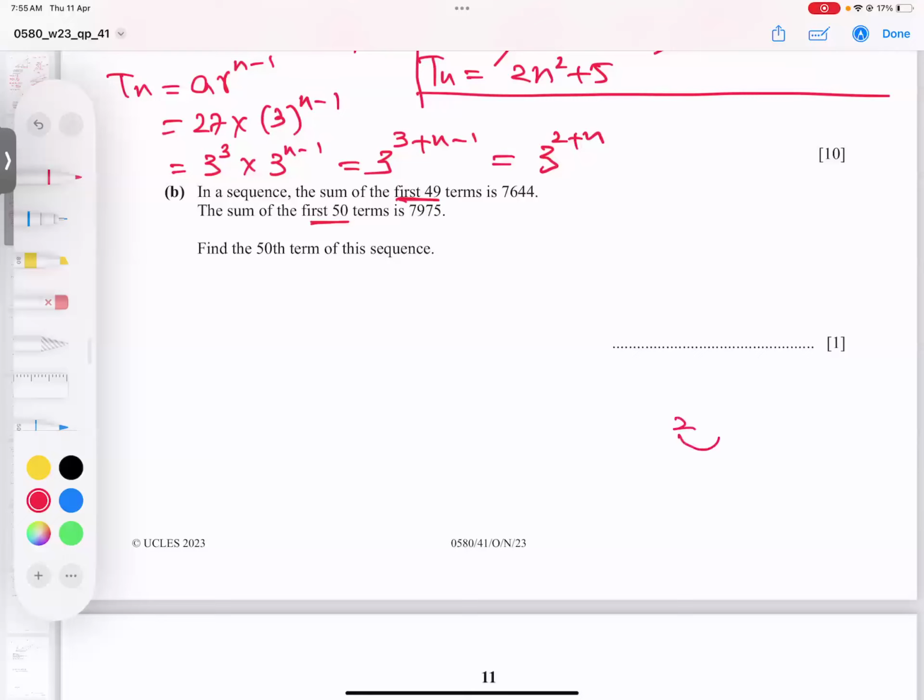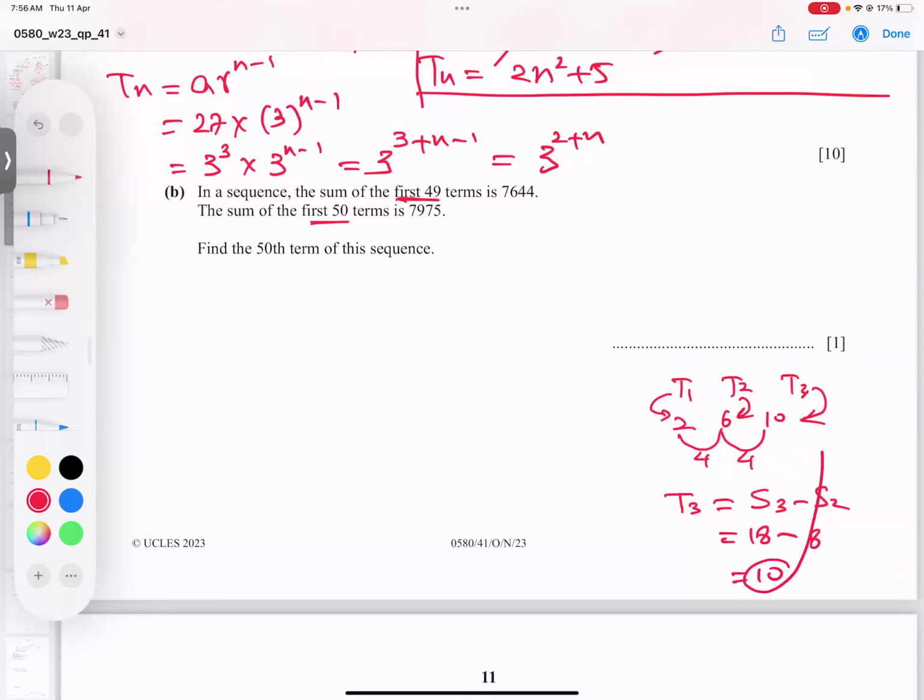For example, 2 plus 4, I got 6. Plus 4, I got 10. I think that's enough. So these are term number 1, term number 2, and term number 3. Can I say I have a formula? If I want to find term number 3 directly, it is the sum of the 3 terms minus the sum of the 2 terms. The first number is always the same, and this number is always one less. So the sum of 3 terms: if you add all 3, 10 plus 6 is 16, plus 2, 18. The sum of 2 terms is 6 plus 2, 8. If you subtract them, you directly get 10. So alhamdulillah, that matches the third term.